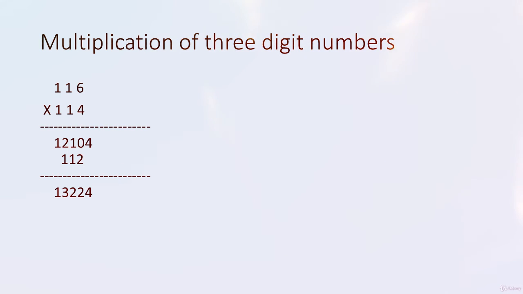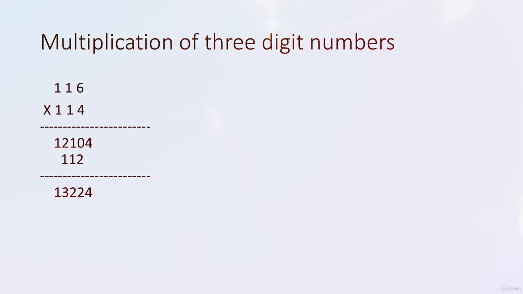In this case, we are not going to show you intermediary steps. We will do it as fast as we can. So the process starts, of course, from the right hand side. So 6 will get multiplied by 4. When we multiply 6 by 4, the answer is 24. We write 4. We write 2 downwards because we have to carry it forward.